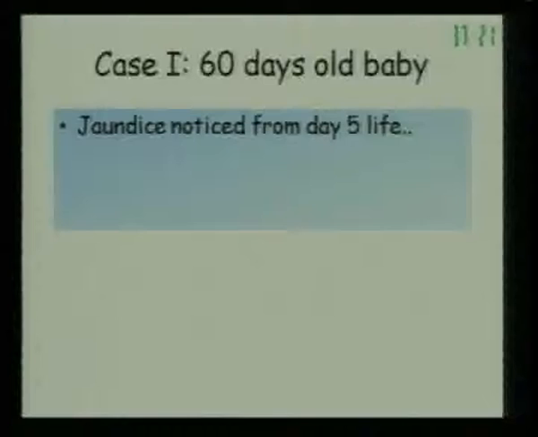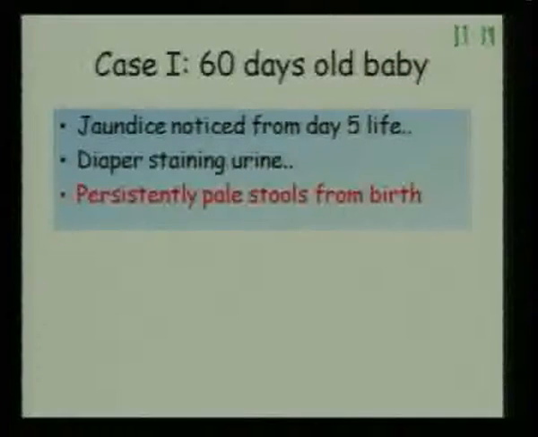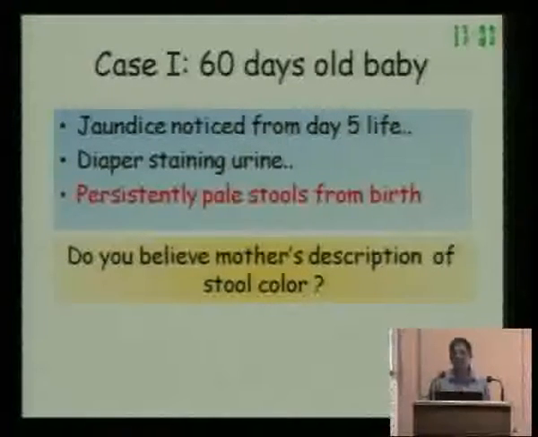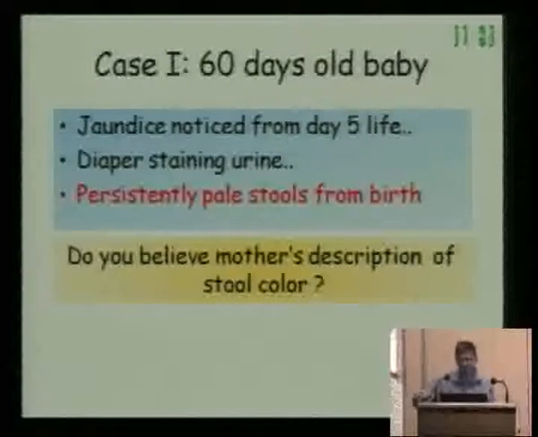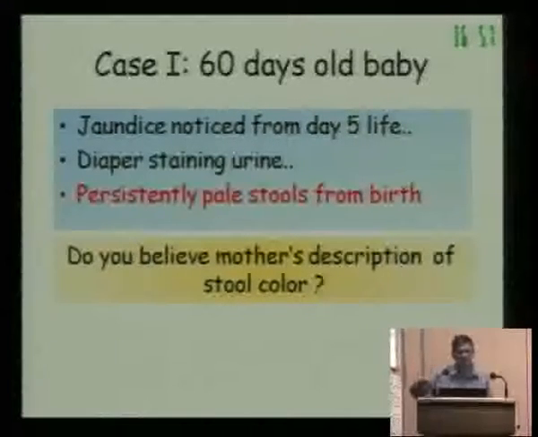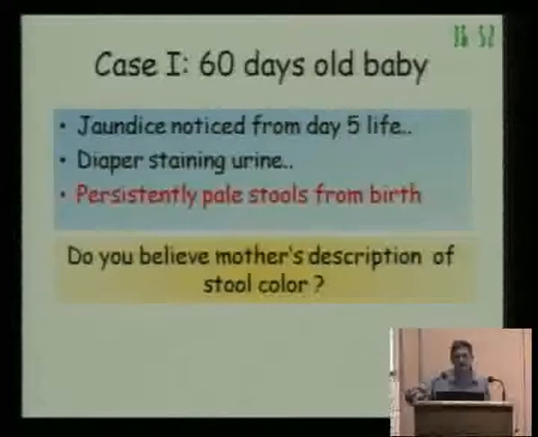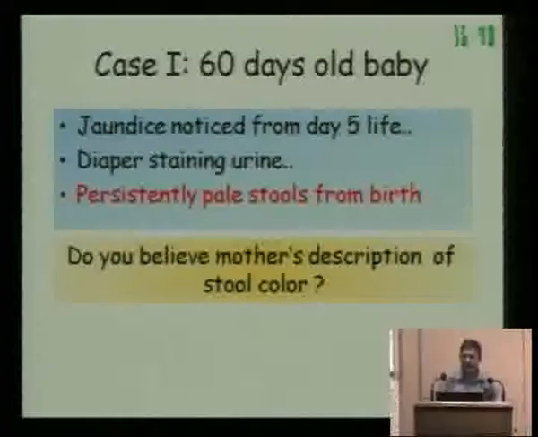We have case one with jaundice noticed from day 5 of life, diaper staining urine, and persistently pale stools from birth. Do you believe the mother's description of stool color? What is your response? She is saying your stool is pale in color, and she is telling you that diaper staining is there. Do you believe the mother's version or not, or would you like to do something more? Believe. Okay. So your response is that you will take it as it is.